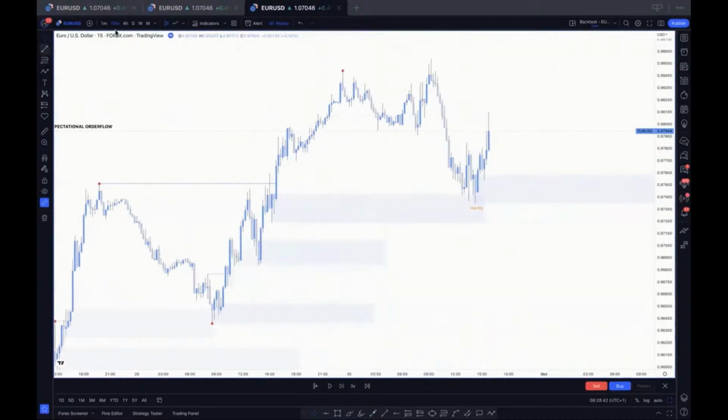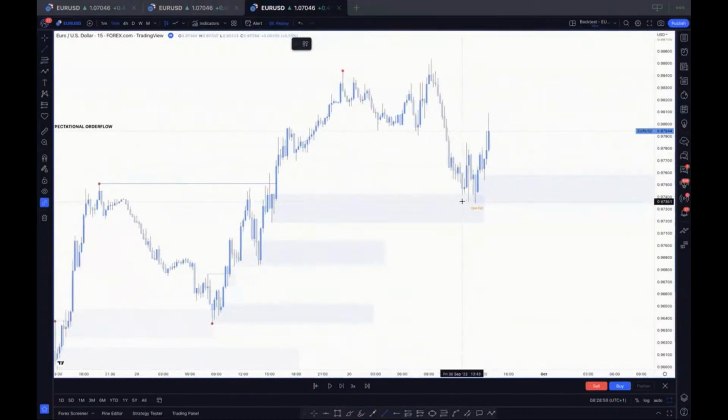So when it pulls back, we can also see we have an internal structure. Remember, all of this movement, these are all internal, minor structures or internal movements, right? Because the major structure is this low here and this high here. So all of these are internal structures.